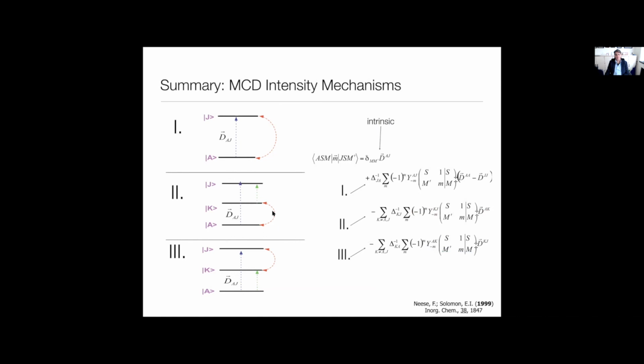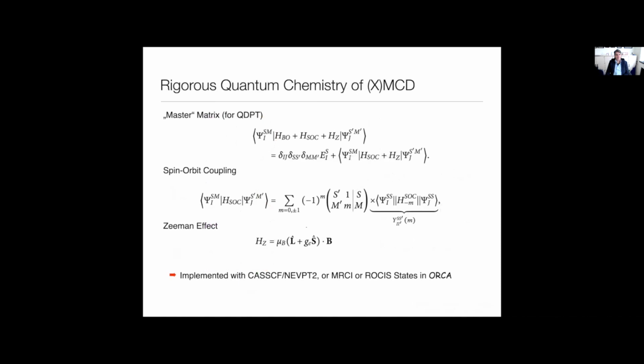That often gives MCD of just one sign. There's the other coupling mechanism where the intermediate state spin orbit couples to the final state. That always gives a pair of excited states that have MCD of opposite sign. That's relatively easy to prove. And so these are the main mechanisms in terms of spin orbit coupling that are operative.